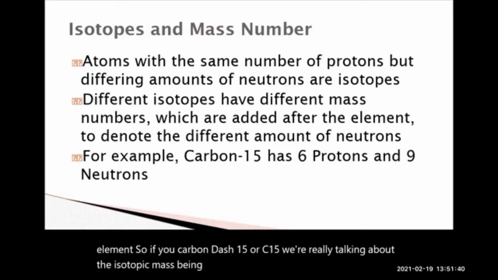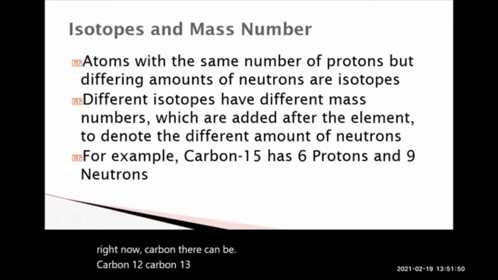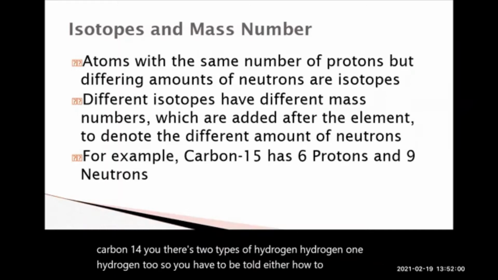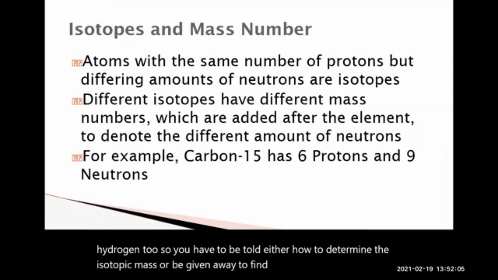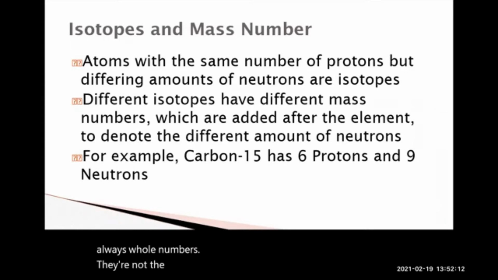If I'm looking at my periodic table right now, for carbon there can be carbon-12, carbon-13. Those are the two main ones. It can be carbon-14. There's two types of hydrogen, hydrogen-1, hydrogen-2. So you have to be told either how to determine the isotopic mass or be given a way to find it. Isotopic masses are always whole numbers. They are not the weighted average that's on the periodic table. They'll always be a whole number.